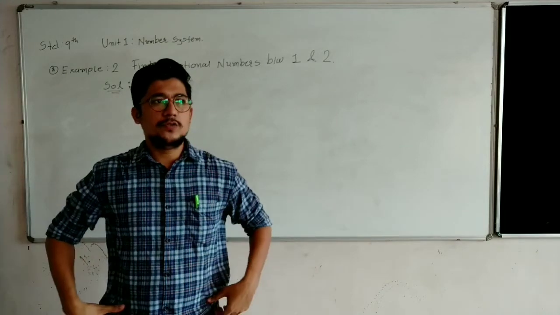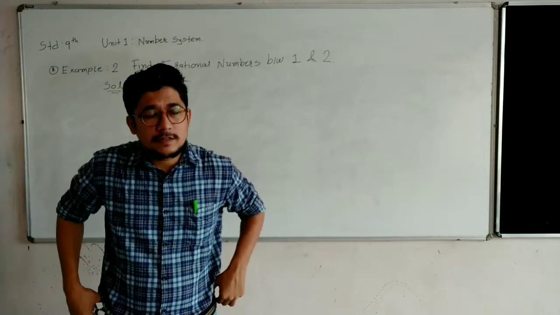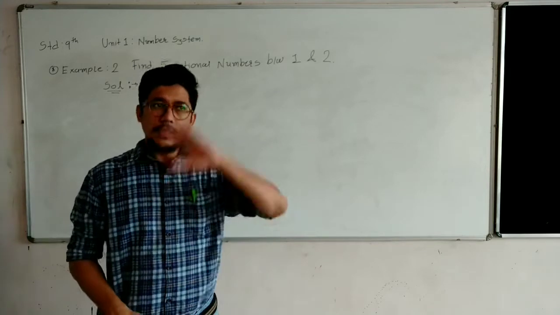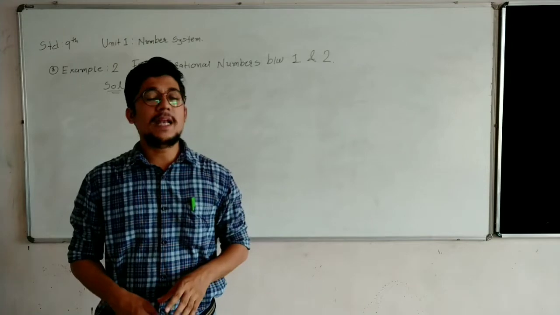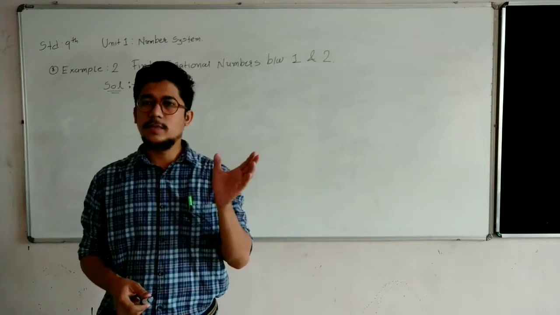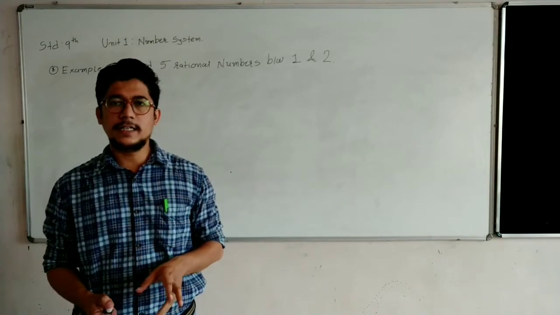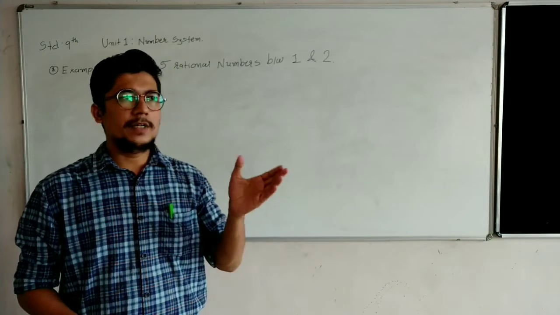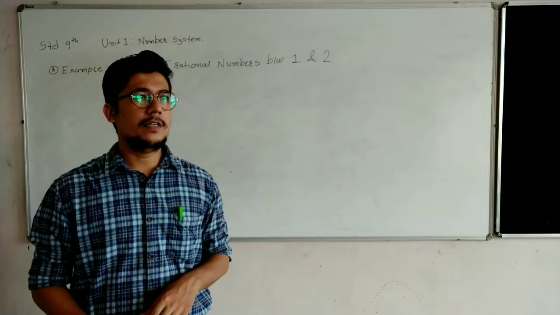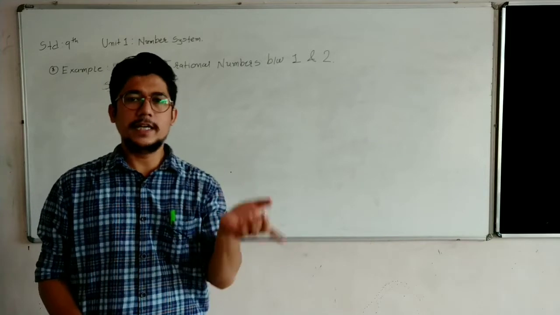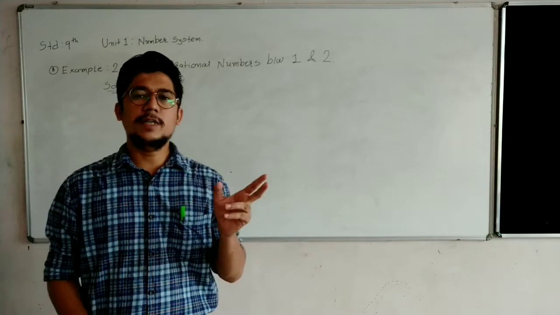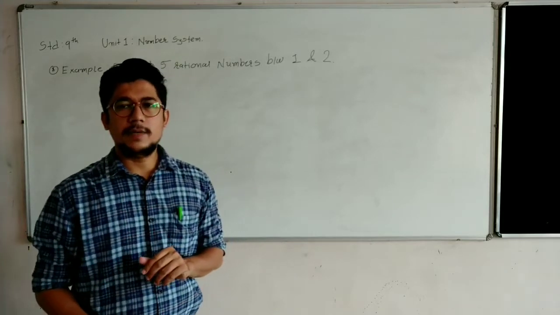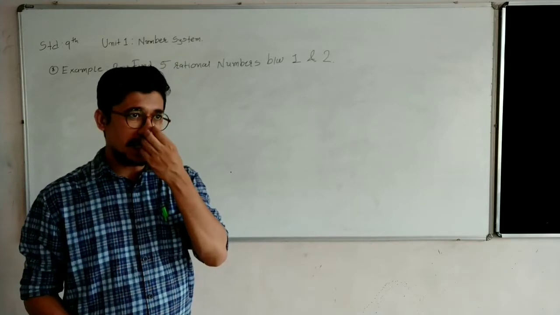I will revise it once again for you. That is, all the numbers start from complex number C, and complex number is further divided into two categories, that is imaginary number and real number. Real number is further divided into rational number and irrational number. Rational number is denoted by capital Q and irrational number is denoted by capital I.